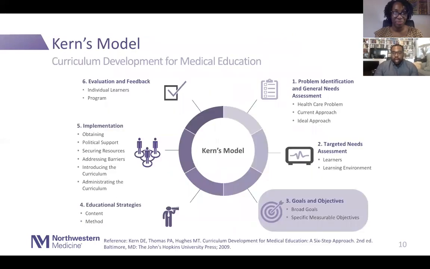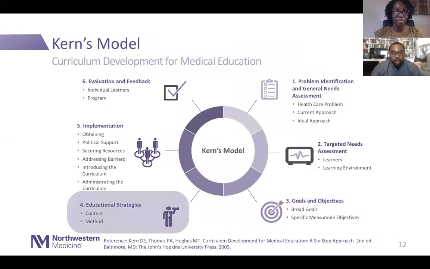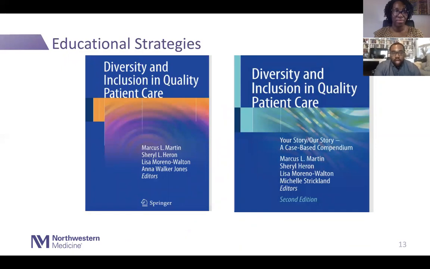So talking about the TACT survey, what we did was we took the bottom quartile objectives and we used them to develop our curriculum. They're listed there, the objectives that ended up being the bottom quartile for our participants. Based on that, we partnered with our residency and our department leadership and staff to identify content experts. And we also used this textbook, Diversity, Inclusion, and Quality Patient Care. We used this textbook to draw from case-based studies and draw some core concepts to pass on in our curriculum.